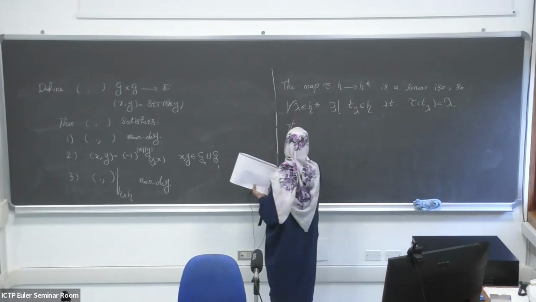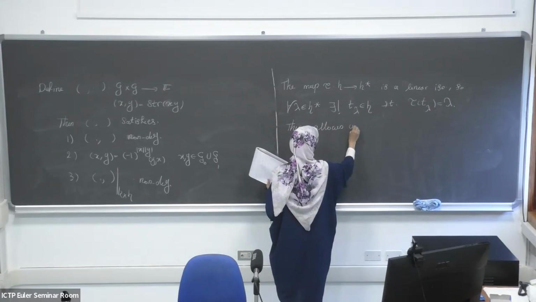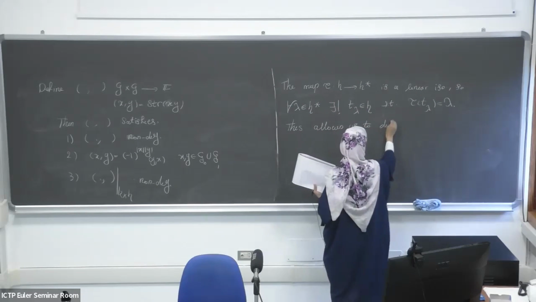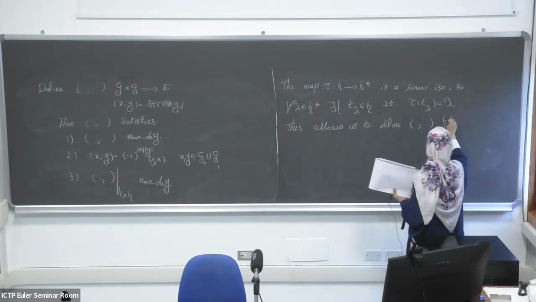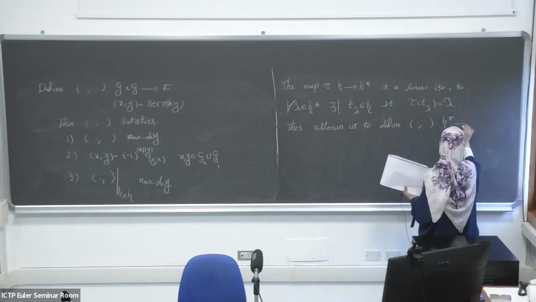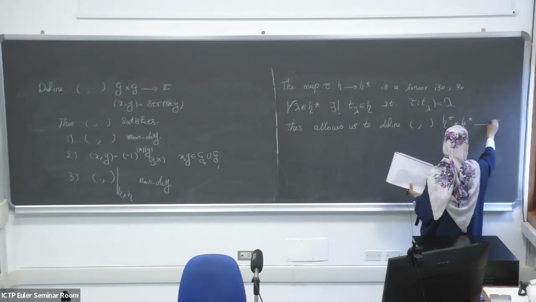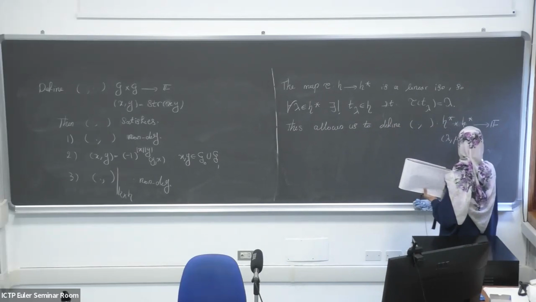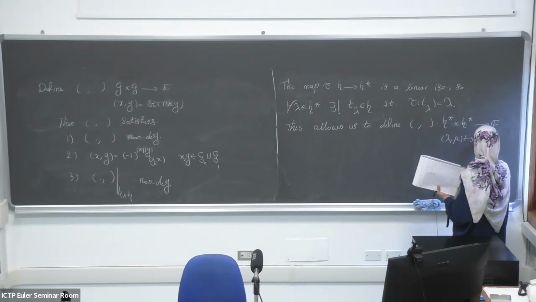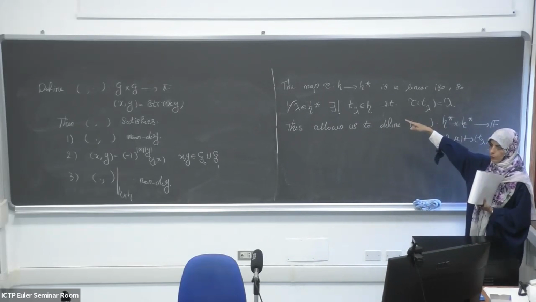This allows us to define this bilinear form from H star times H star to F, mapping lambda, mu to (t lambda, t mu). And again, as we mentioned, this bilinear form is the old one, right?